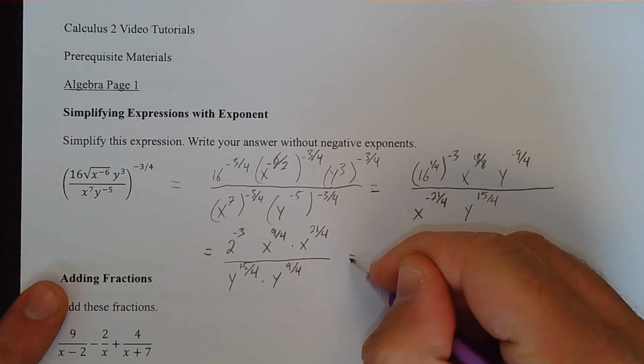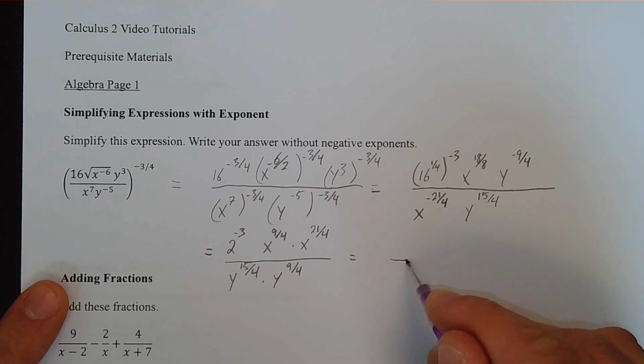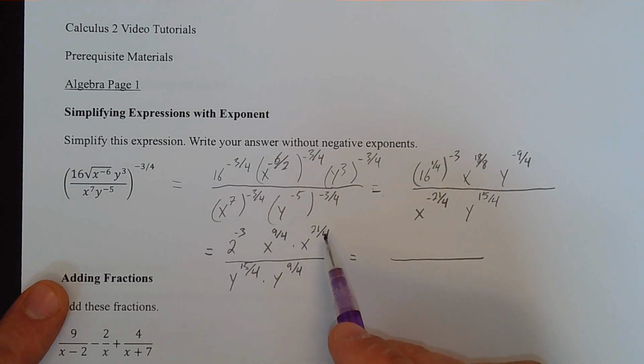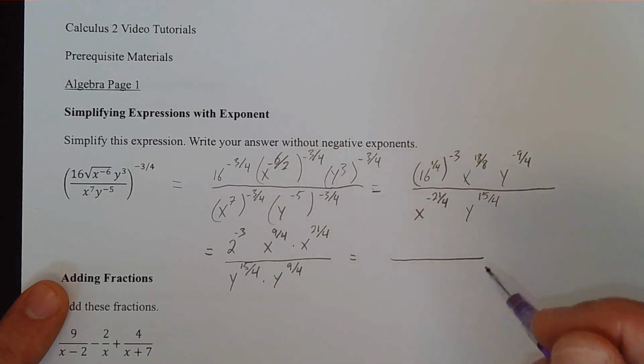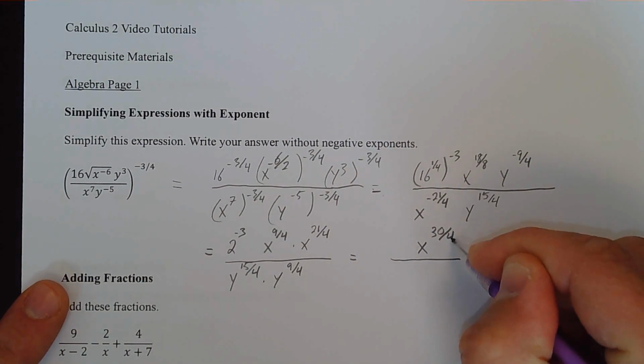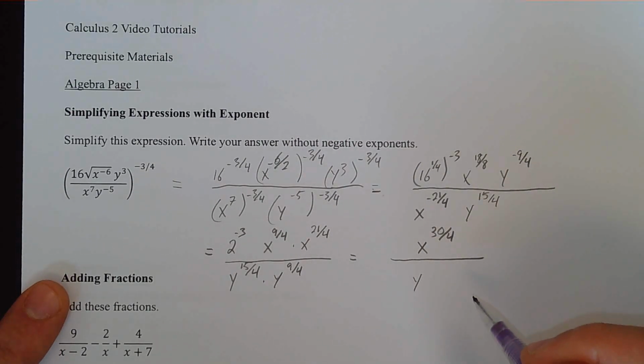Okay, so we're almost finished with this. If I have to multiply two expressions that have the same base and different exponents, then I add those exponents together. So as far as the x's go, I've got x to the 9/4, x to the 21/4, so I'm going to add those together. And I'm going to have x to the 30 over 4. Down here I'm going to have y to the 15/4 times y to the 9/4.